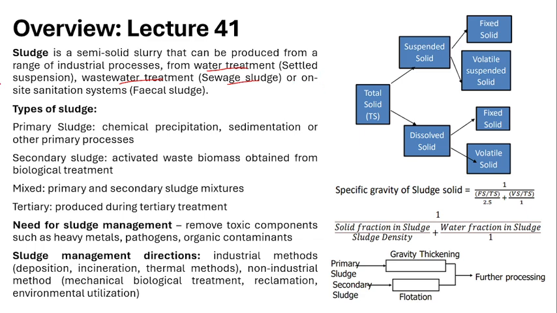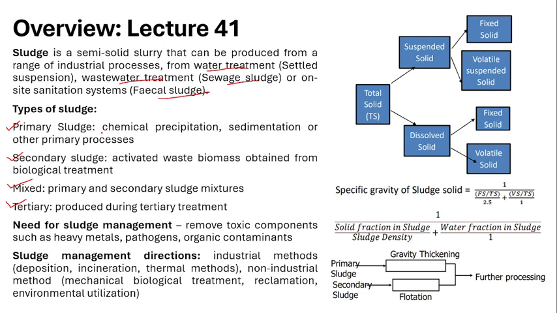And the on-site sanitation systems are the septic tanks or the pit latrines. So these systems are there in every household, right? This on-site sanitation system produces a type of sludge called fecal sludge. So now the different types of sludge include the primary sludge, secondary sludge, mixed sludge, and tertiary sludge.